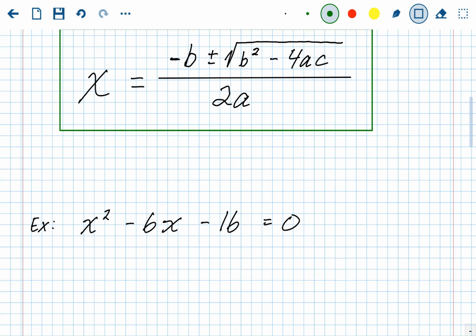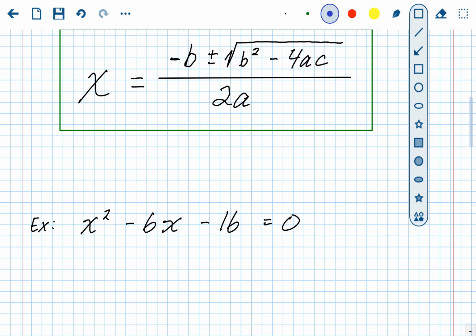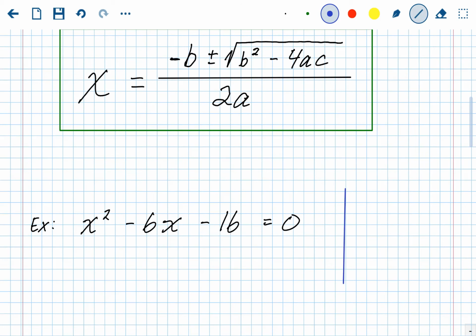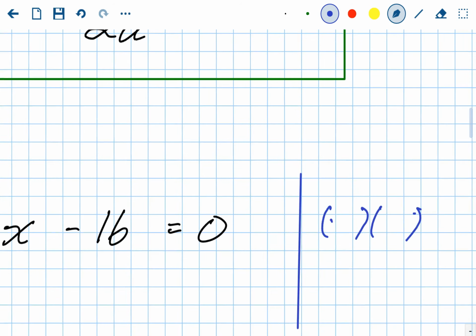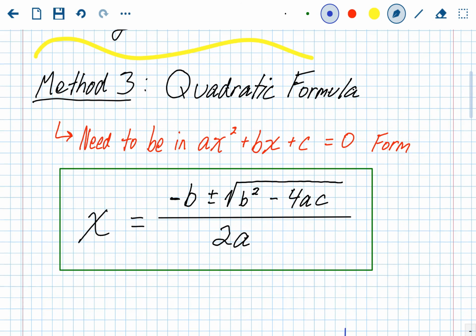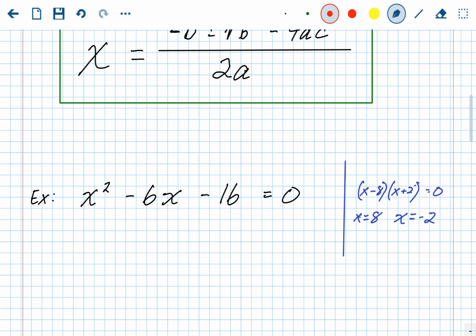Let's do our first problem. Looking at this problem, you've got x squared minus 6x minus 16. That's a factorable problem. You're just finding what multiplies to negative 16 and adds to negative 6, and it's negative 8 and positive 2. So we know the answer, and we don't have to use the quadratic formula for this one. This is one where you would want to factor. We know the answer is going to be 8 and negative 2, but let's see if we could get that with the quadratic formula.